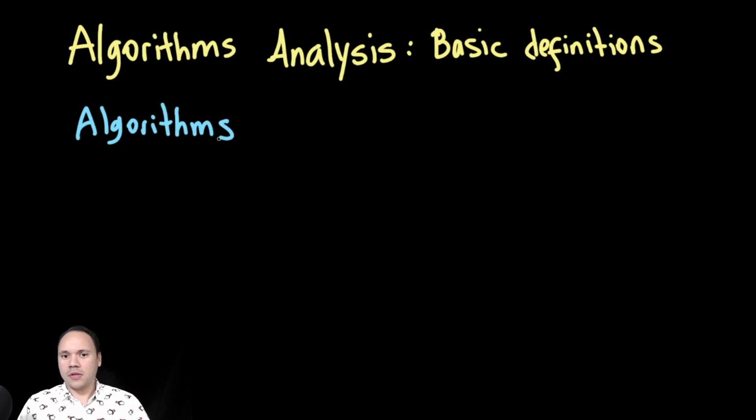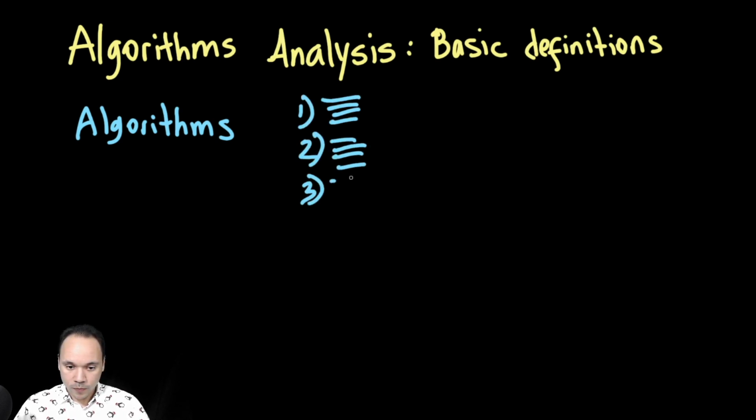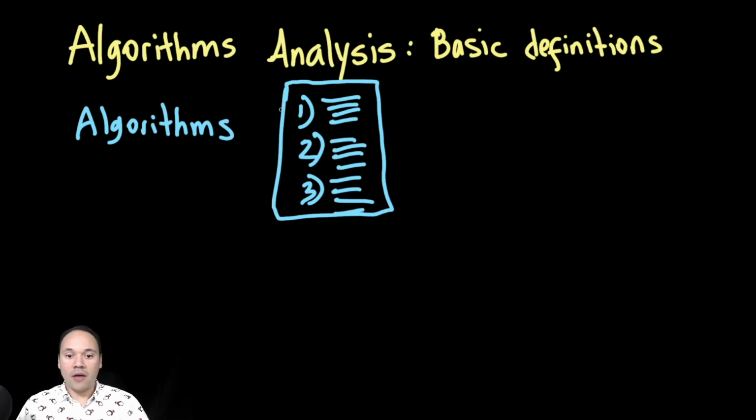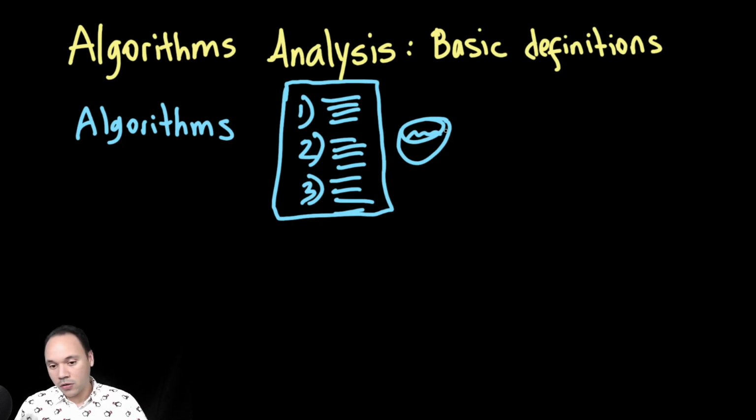So an algorithm is a step-by-step instruction on how to solve a problem or accomplish a task. For instance, when you have a recipe to make a dish, you follow a series of steps on how to do it. That's an algorithm. Usually we refer to algorithms in terms of computers. We are going to focus on that from now on.